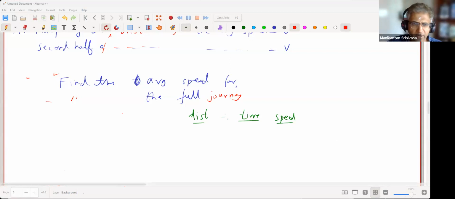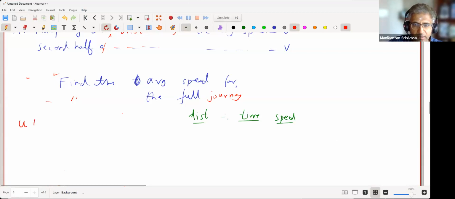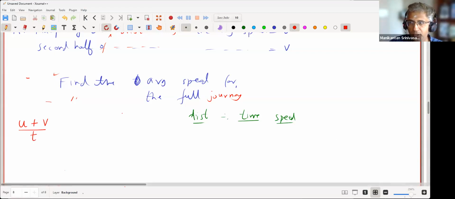Okay. In fact, we can write out the answers as we have them. So Nitya, you have u plus v, sorry, u plus v by t. Is it u plus v whole upon t, or do you mean u plus v upon t? Whole upon. U plus v whole upon t. Yeah, that's what you mean, Nitya? Yes.